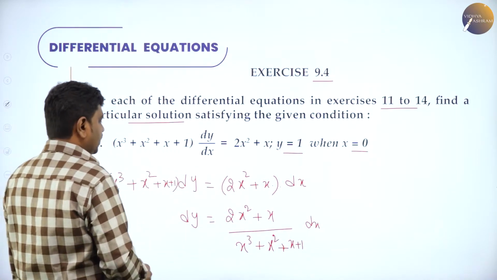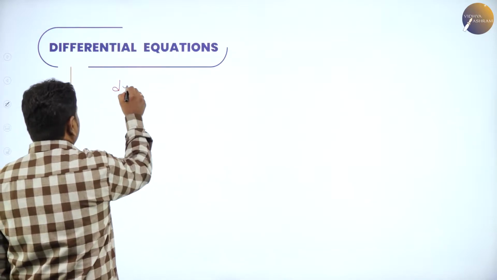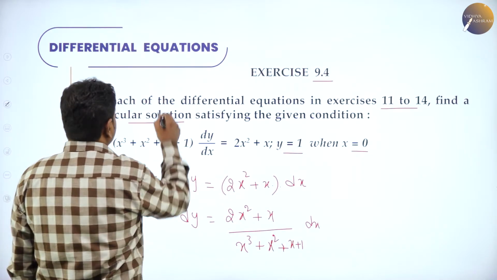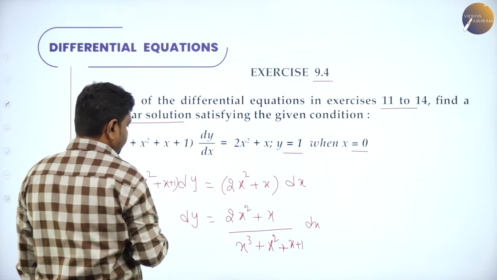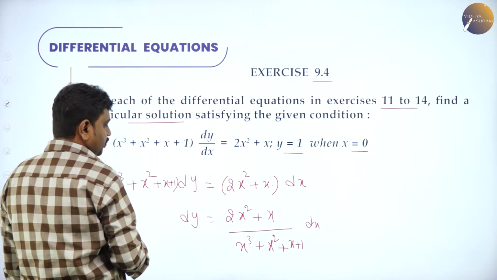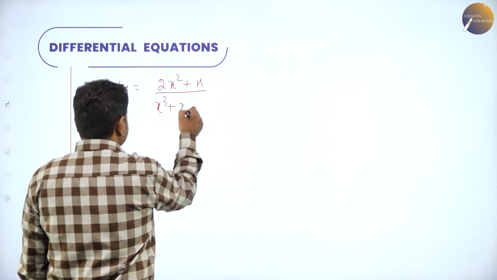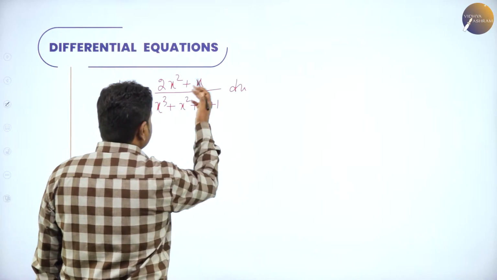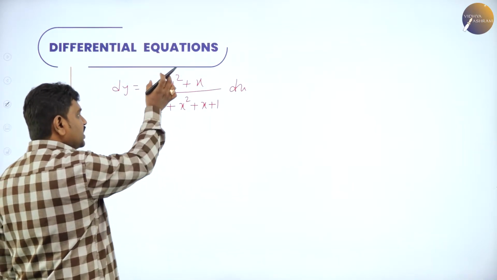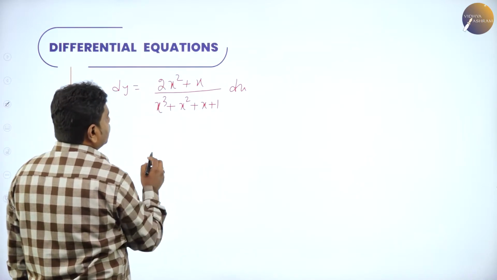Now dy value we have, we need to simplify. So dy is equal to 2x square plus x divided by x cube plus x square plus x plus 1, dx. Here I cannot do substitution. If I differentiate this, I'll get 3x square. But if you carefully observe, I can group them.